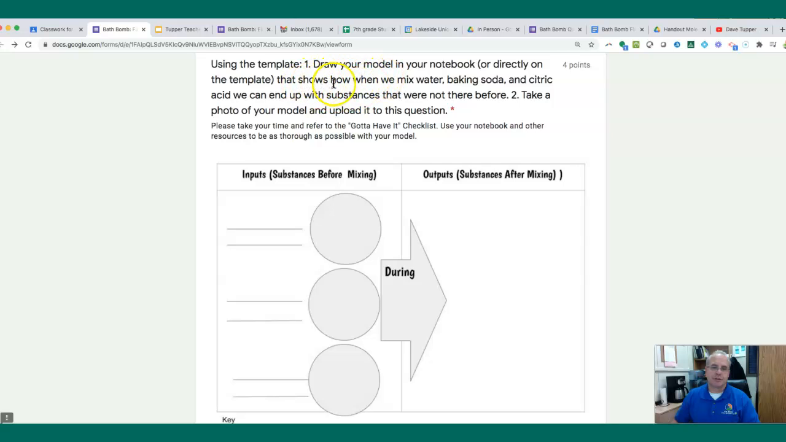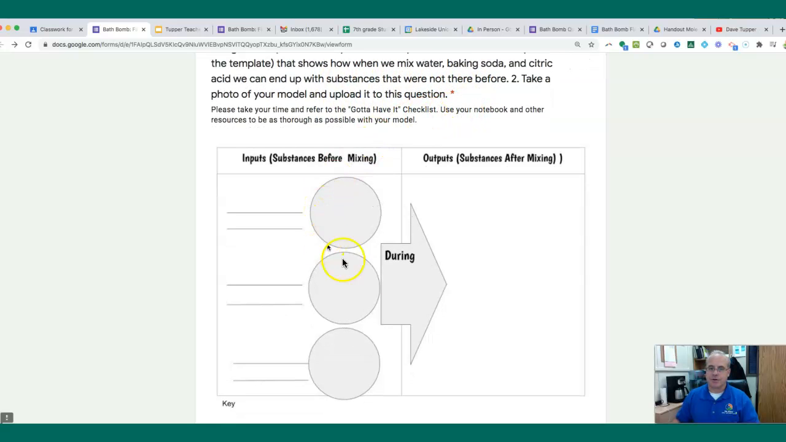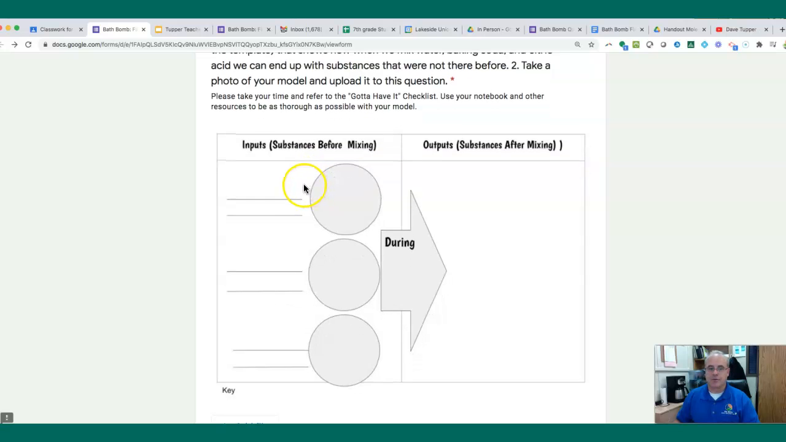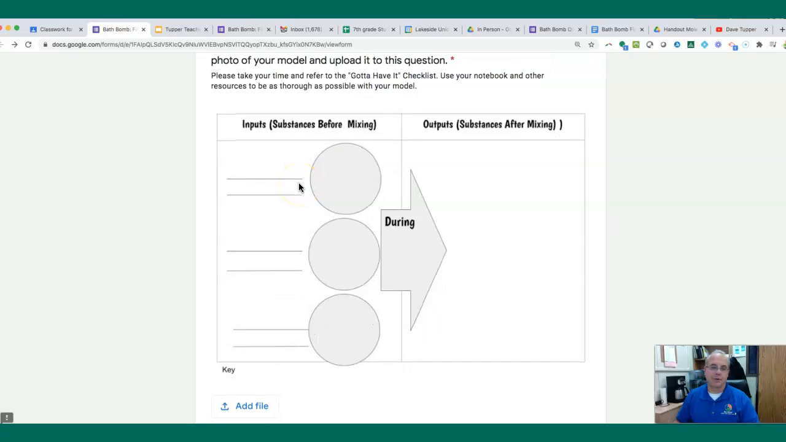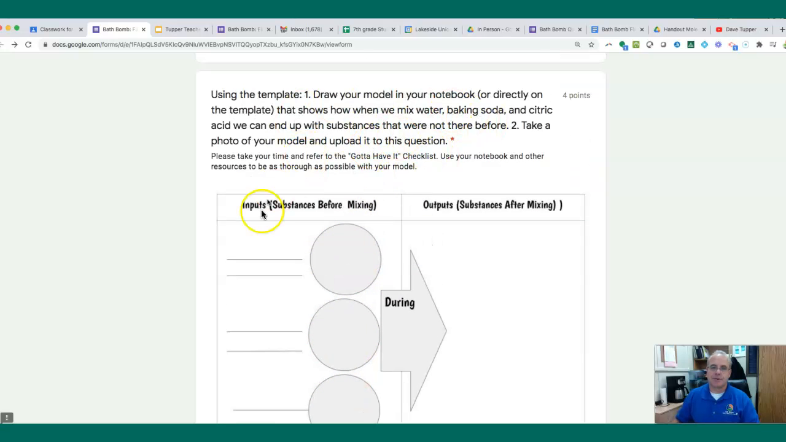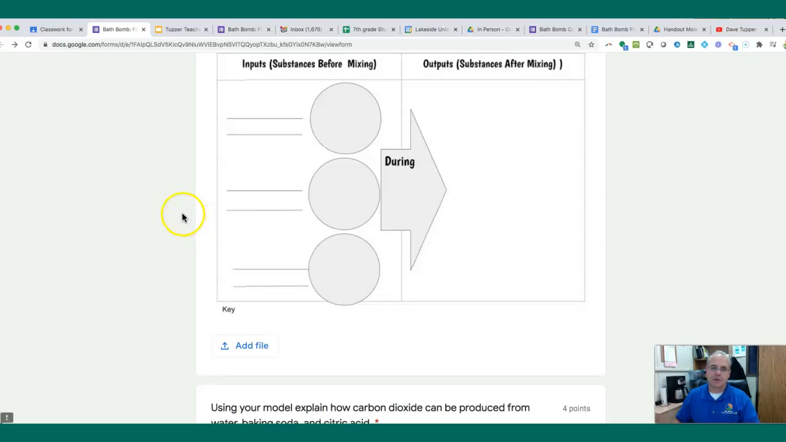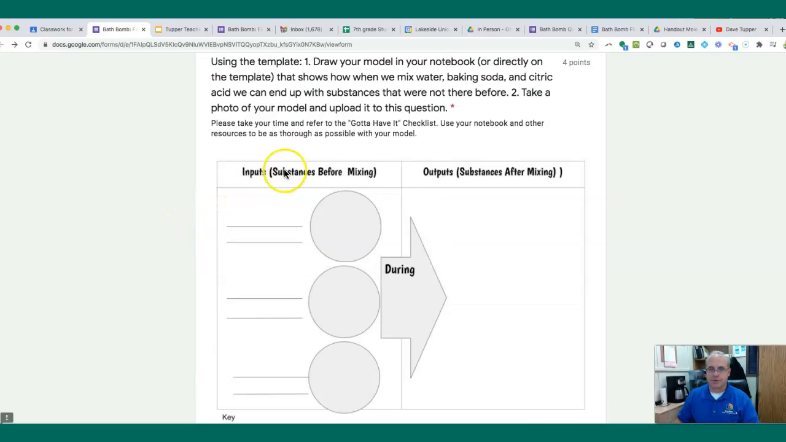Draw your model in your notebook that shows how when we mix water, baking soda, and citric acid, we can end up with substances that weren't there before. And then when you're all done, I would say take your time, remember the gotta have it checklist. Color might be nice, not required. But you have inputs, outputs, and what's going on during. This can be fairly basic. Just let us know what's happening, either words and pictures. If there's 3 spots for 3 substances, you might think about what's up here.